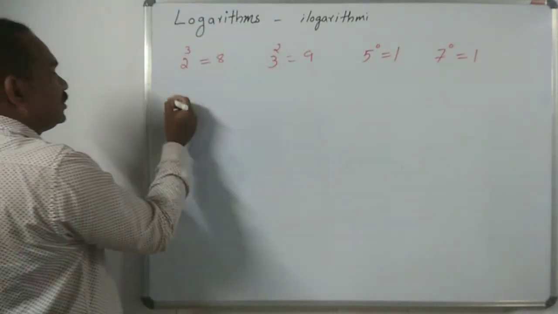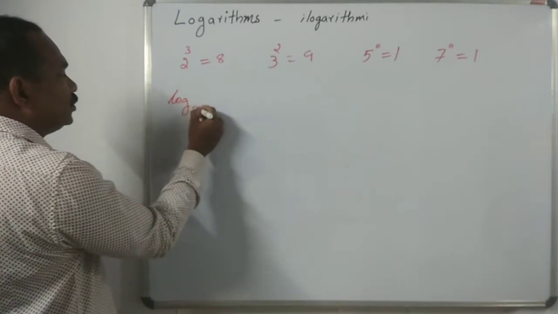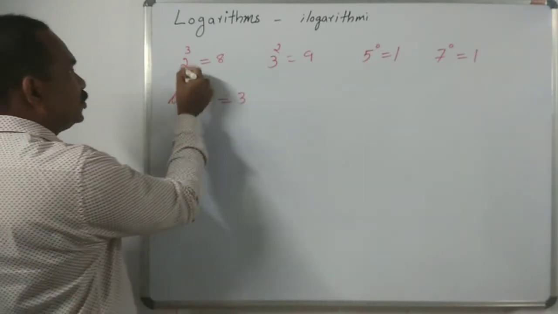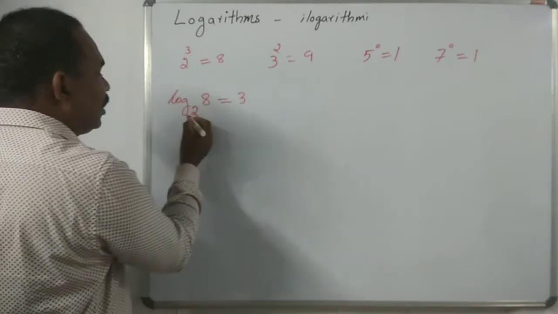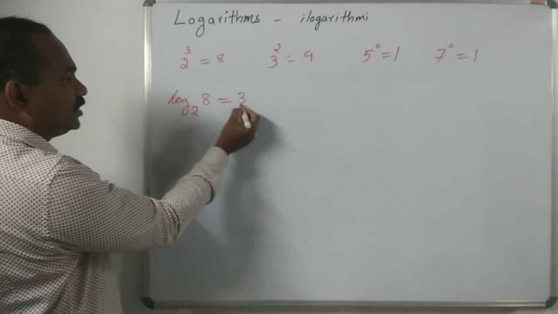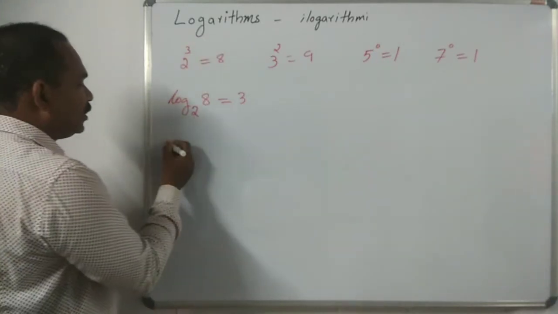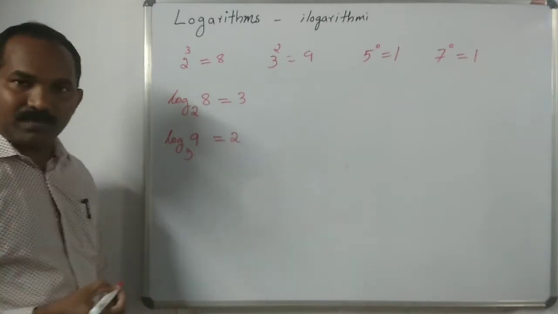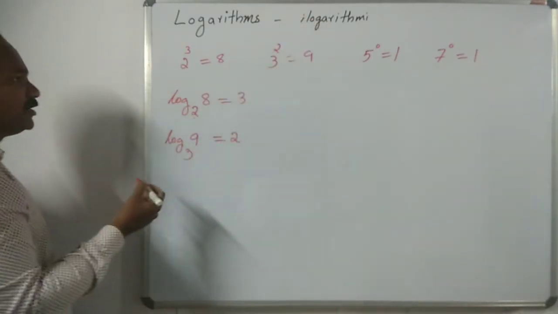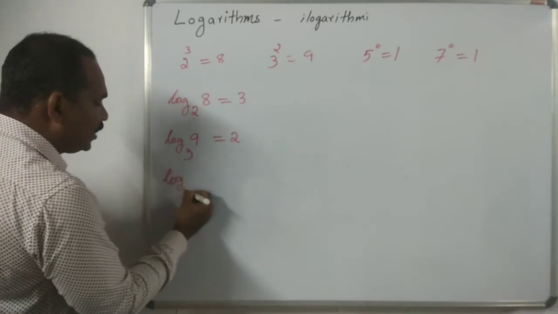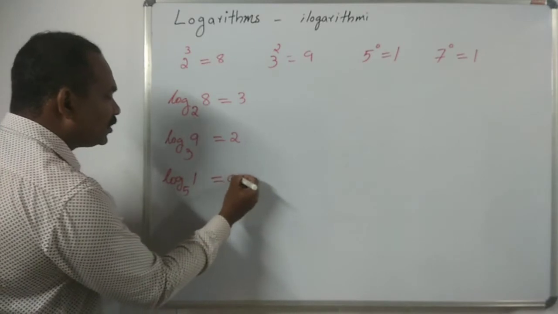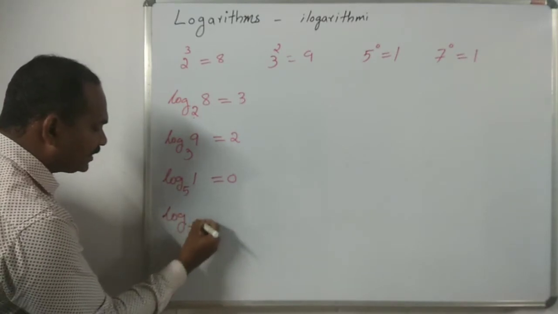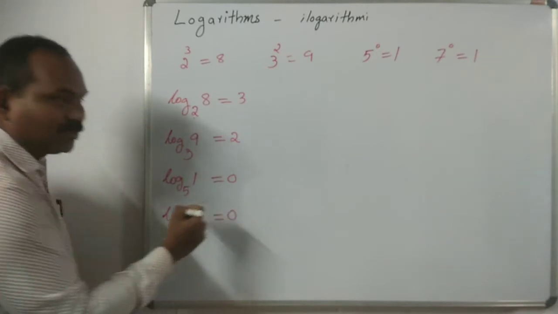So here, log base 2 of 8 is equal to 3. Since 2 raised to 3 is equal to 8, log base 2 of 8 is equal to 3. Similarly, log base 3 of 9 is equal to 2. And log base 5 of 1 is equal to 0. Also you can write that log base 7 of 1 is equal to 0.